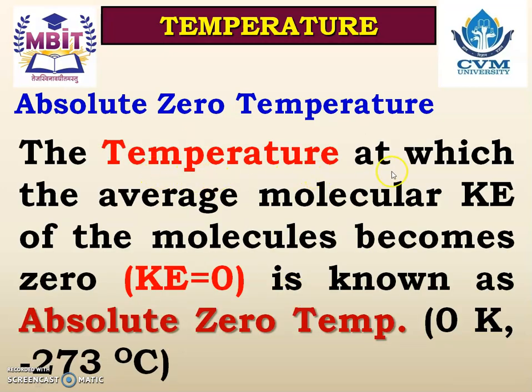So the temperature at which the average molecular kinetic energy of the molecules becomes zero. As we studied, when the temperature reduces, the kinetic energy of the molecules also reduces. So let us continue to decrease the temperature. At a particular temperature, the kinetic energy of the molecules will become zero. That temperature is known as the absolute zero temperature, and its value is 0 Kelvin, or minus 273 degrees Celsius. At that temperature, the kinetic energy of molecules becomes zero.